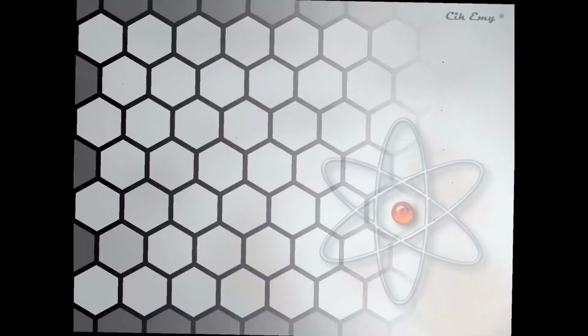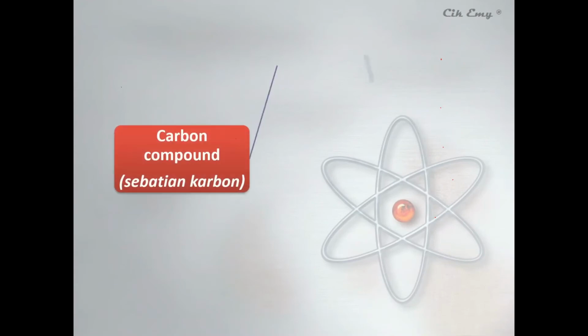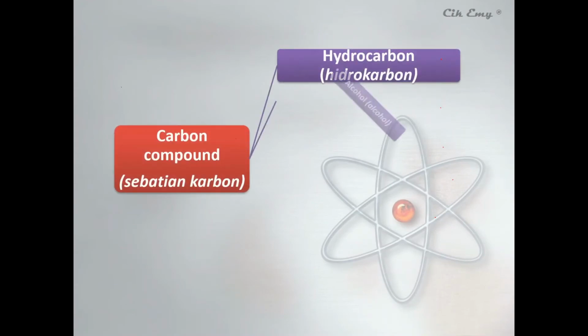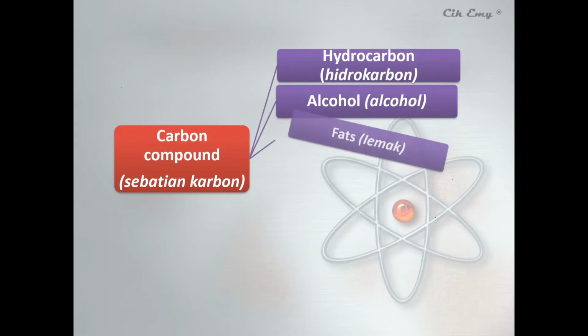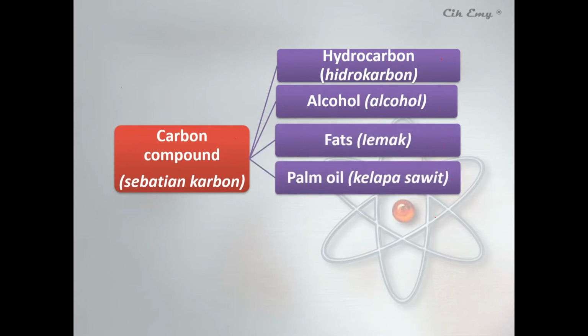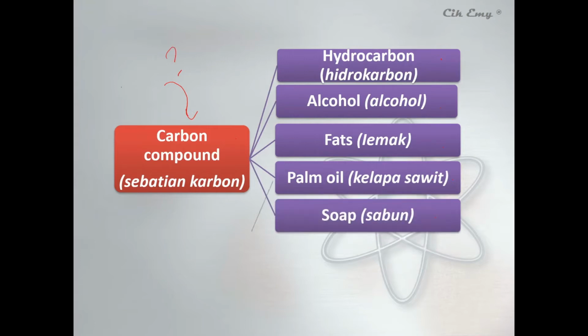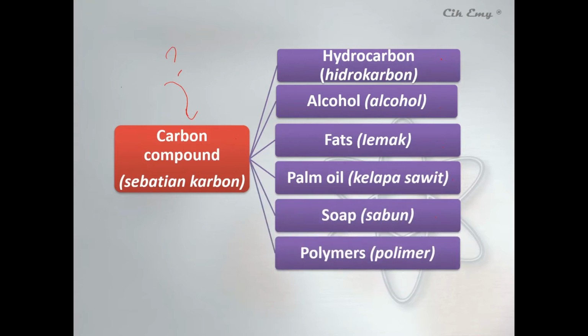Okay, kita tengok untuk chapter 4 ni, kita ada beberapa subtopik yang awak perlu cover. So first of all, we have to learn about what is carbon compound. Kita akan tengok apakah maksud carbon compound and what are the types of carbon compound. And then we will learn about the examples of carbon compound, such as hydrocarbon, alcohol, fats, palm oil, soap, and polymers. For this chapter, we will only focus on the natural polymer. Kita akan fokus pada polymer semula jadi.